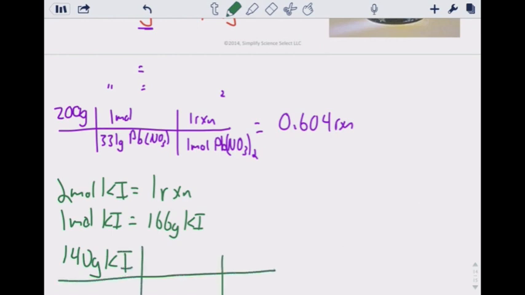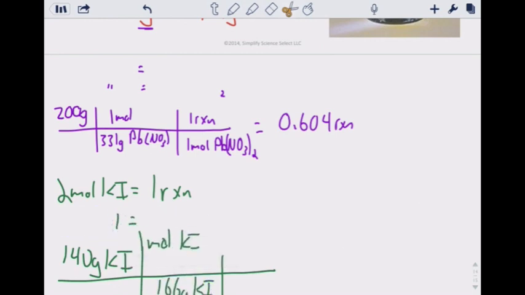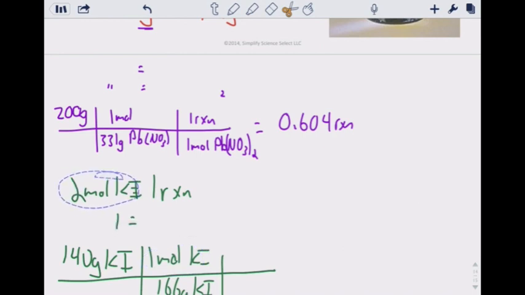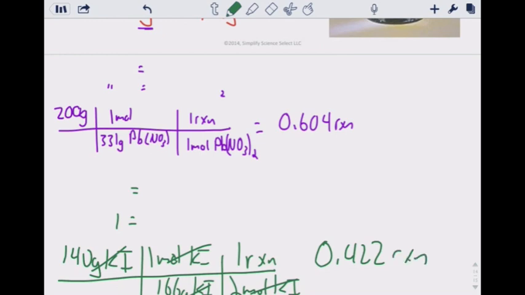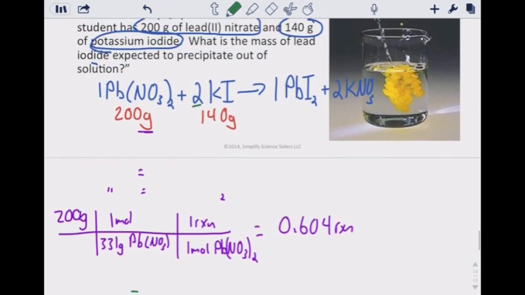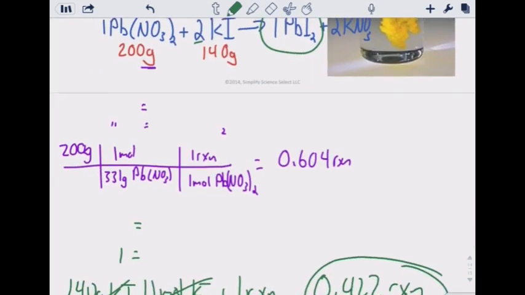Set it all up. Grams goes on the bottom. Moles goes on top. Cancel out the moles, go on bottom. Reactions go on top. We see that everything cancels. And we see that it'll produce right around 0.422 reactions. So what's the limiting reactant? Our potassium iodide. And we want to figure out how much, what's the mass of lead iodide, this guy right here, is precipitated out. So that's what we're going to start with, reactions.